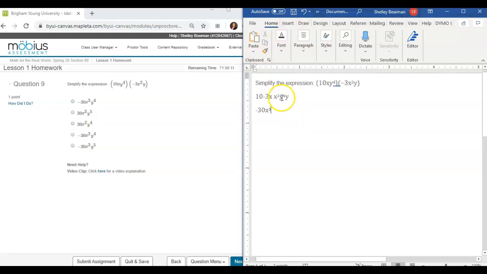Now I have y. I have 4 y's being multiplied here. I have one more y. That gives me a total of 5 y's. Another way of thinking about that is that I'm adding the exponents.